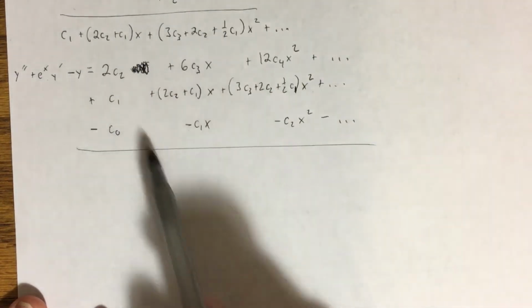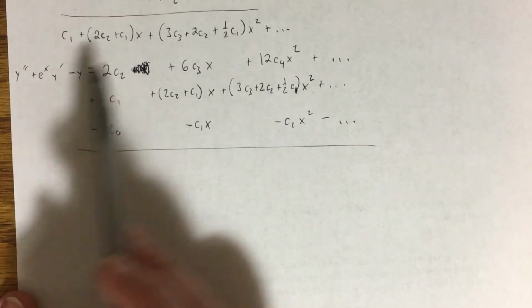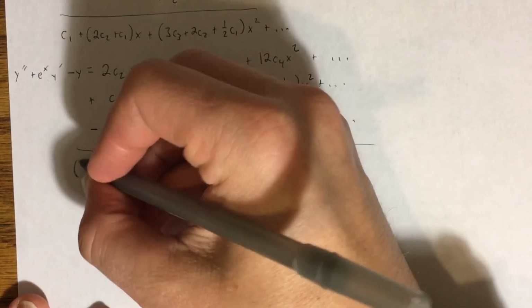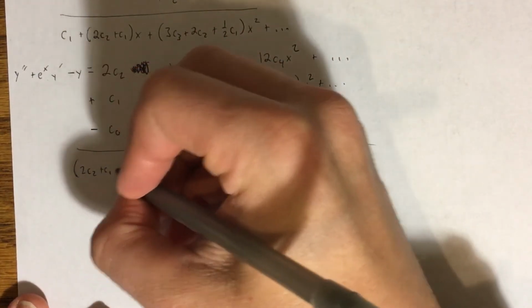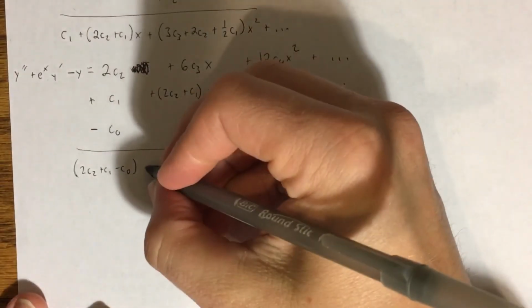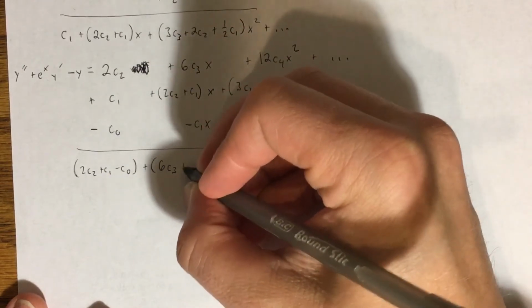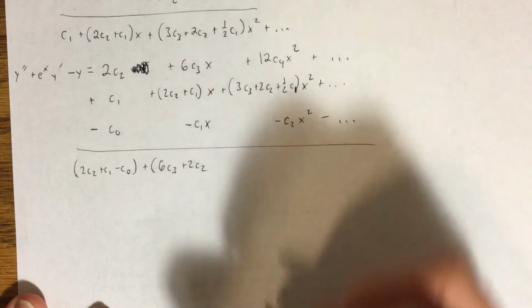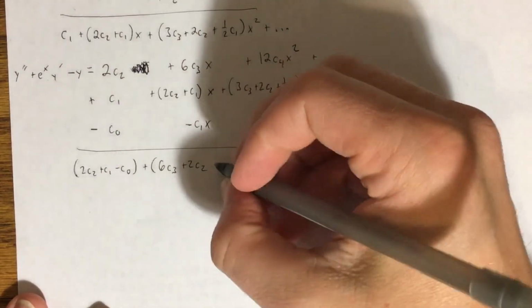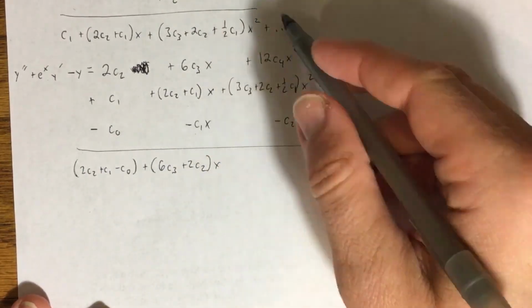We want to collect all of these like terms, which is like evaluating all of this after making those substitutions. These constants will add up to 2c2 plus c1 minus c0. These guys, when I add them up, it's going to look like this, plus 6c3 plus 2c2. And then notice I have a plus c1x and a minus c1x. So those will cancel each other. Okay. Now the x squared term.